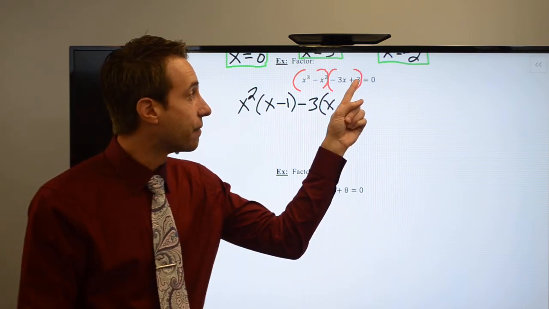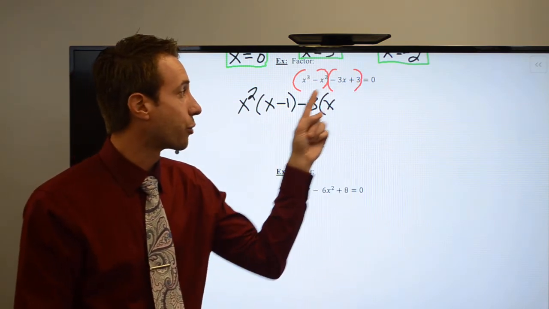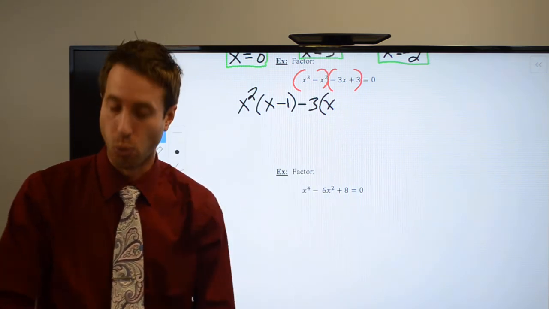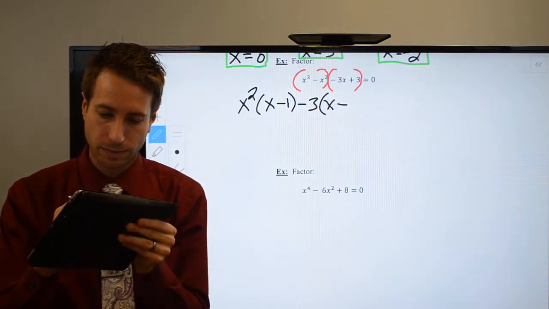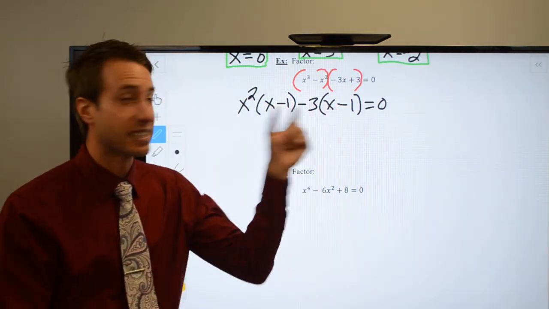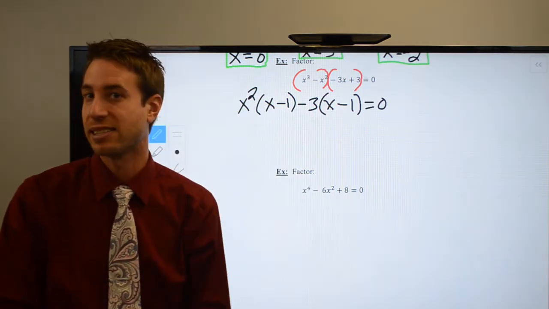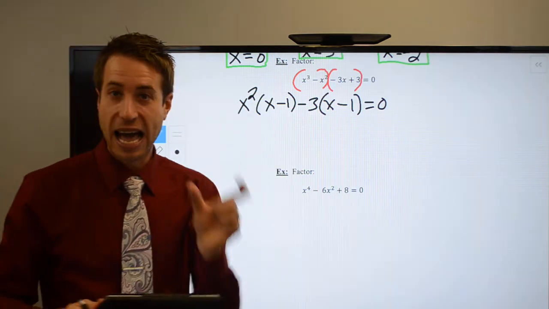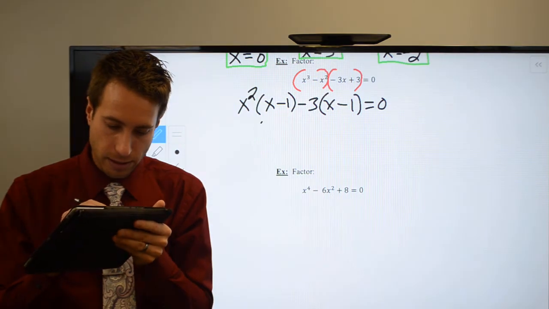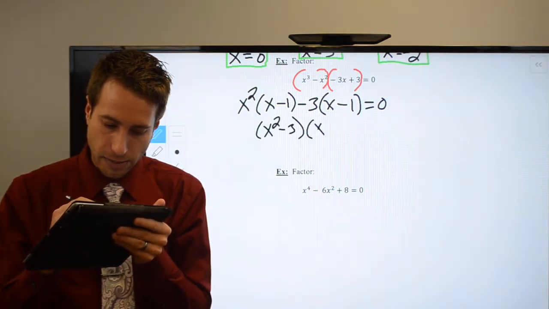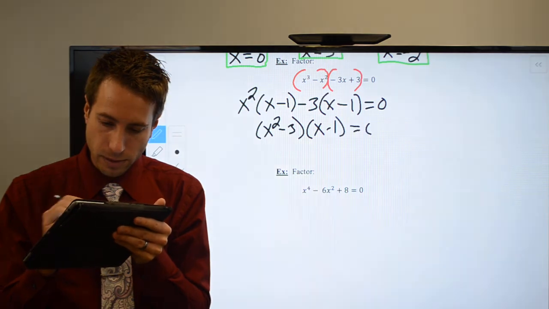A positive 3 divided by a negative 3 leaves you with a minus 1. So there we go. I wind up with those guys being the same, which they have to be, right? They need to be the same in order for the method to work. And so I write my GCFs as a quantity, x squared minus 3, and x minus 1 equals 0.